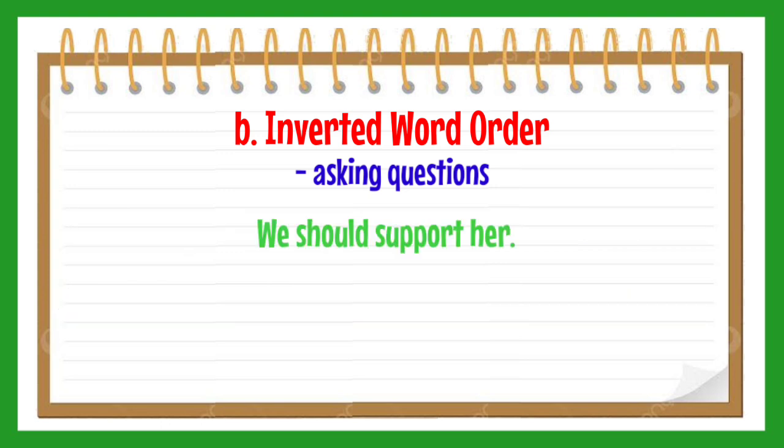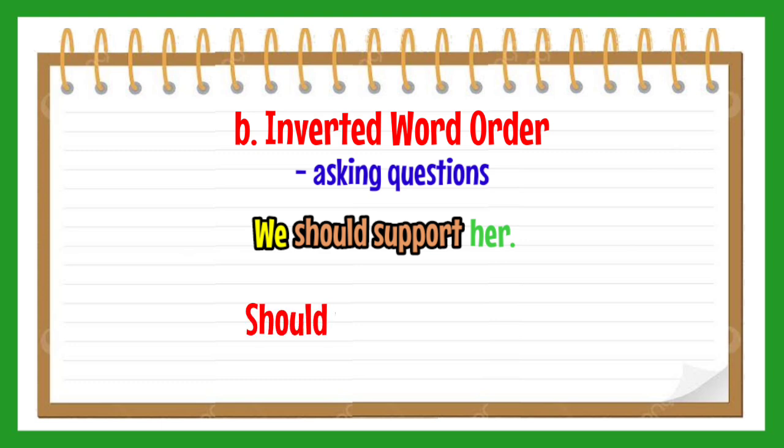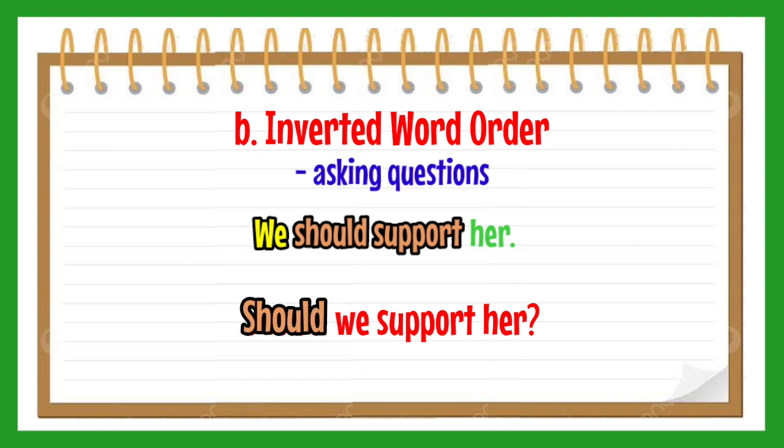Another example, we should support her. This is in the normal word order because the subject, which is we, comes before the verb, which is should support. And its inverted or question form is, should we support her? The auxiliary verb should comes before the subject, which is we, and then followed by the main verb support, and then the remaining word. Clear?